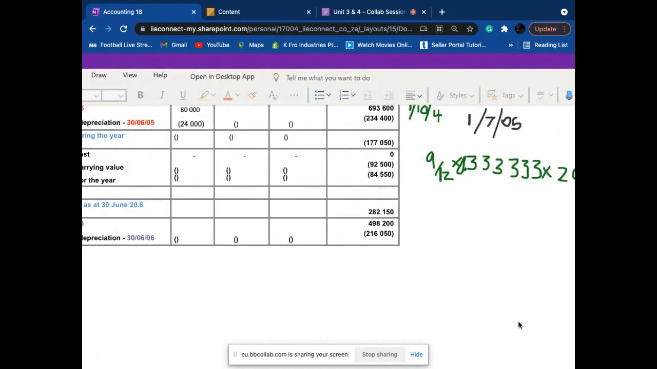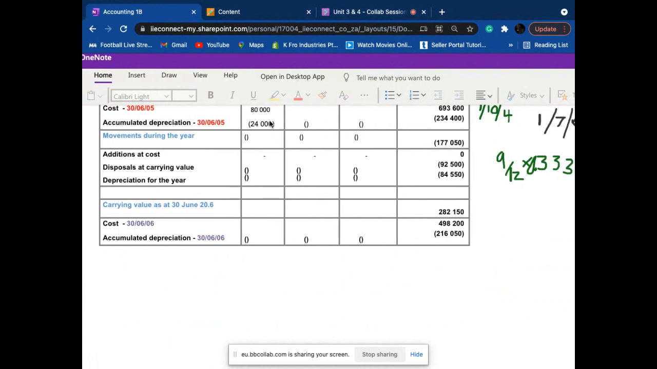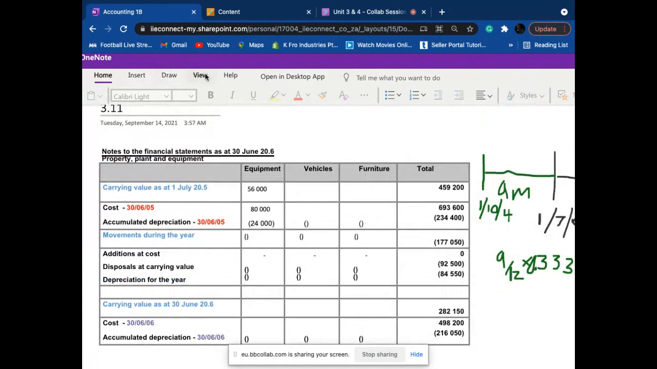Okay. They've also told us that we sold it for 16,000. So very quickly, just on the side, we know that we bought the asset for 20,000, right? And we know that the accumulated depreciation on that asset was 5,000, right? Because we only had it for 9 months, right? So what is the carrying value of that asset? 15,000, okay? But we sold it for 16. So we made a profit, okay? All right, just on the side.